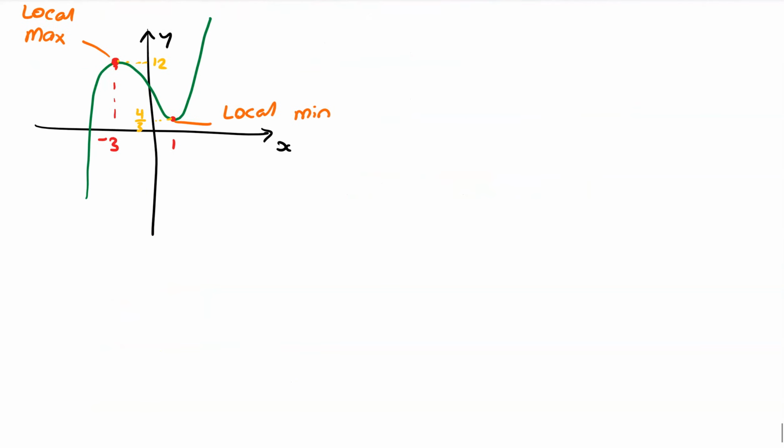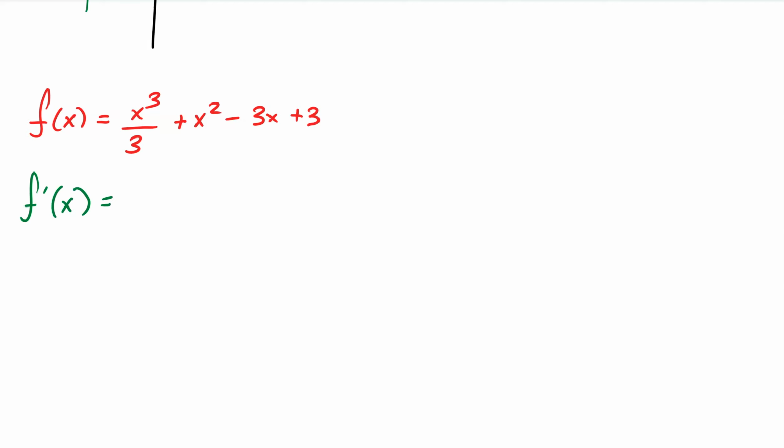The other one we're going to do is a gradient check. So again, we've got our function. We'll write it up. f(x) equals x cubed over 3 plus x squared minus 3x plus 3. And what you might do is differentiate that function, which we did before. 3x squared over 3 plus 2x minus 3, so we've got x squared plus 2x minus 3.